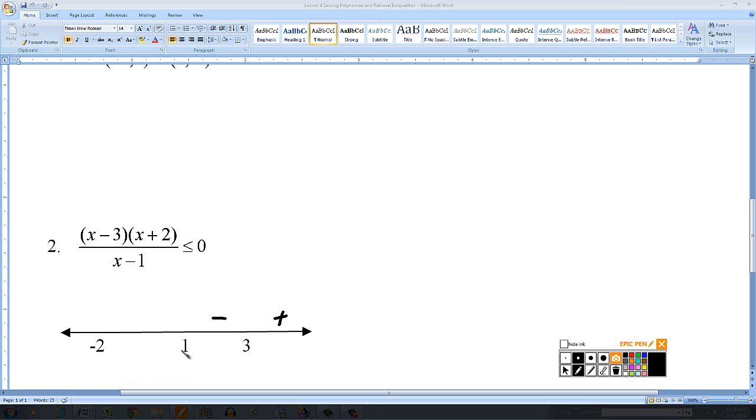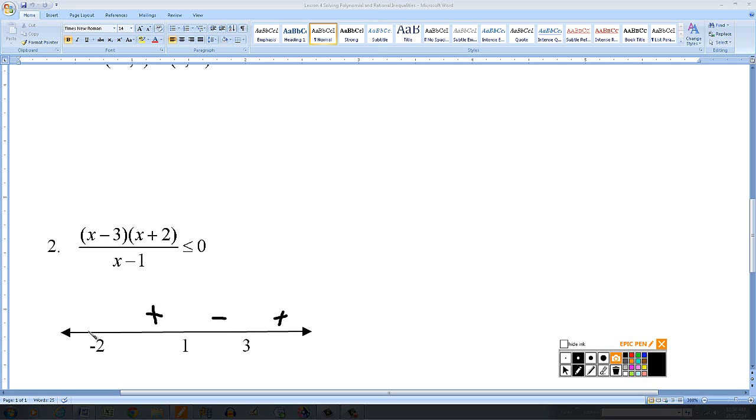Between -2 and 1, I'm going to pick 0. Okay, you can pick anything between -2 and 1, fractions or whatever. It's always convenient to pick whole numbers or integers. 0 is a convenient value, so if I put in a 0 where the x is, I get a -3 here, a 2 here, and a -1 here. The negatives cancel out, so this comes out positive. Okay.